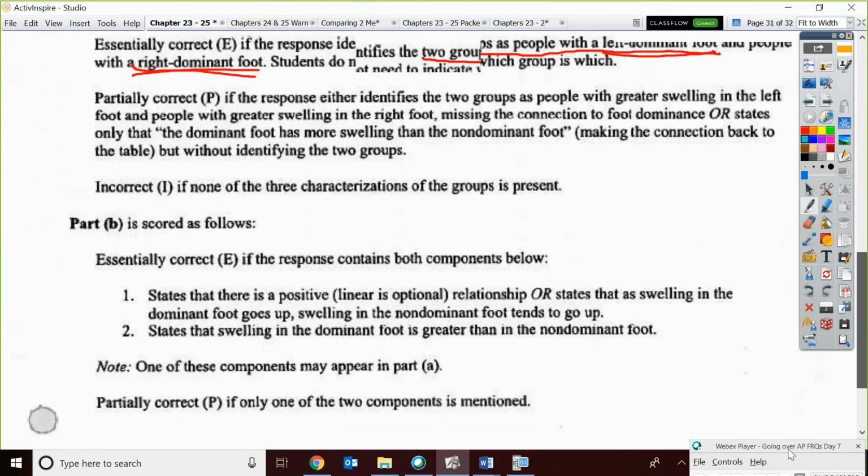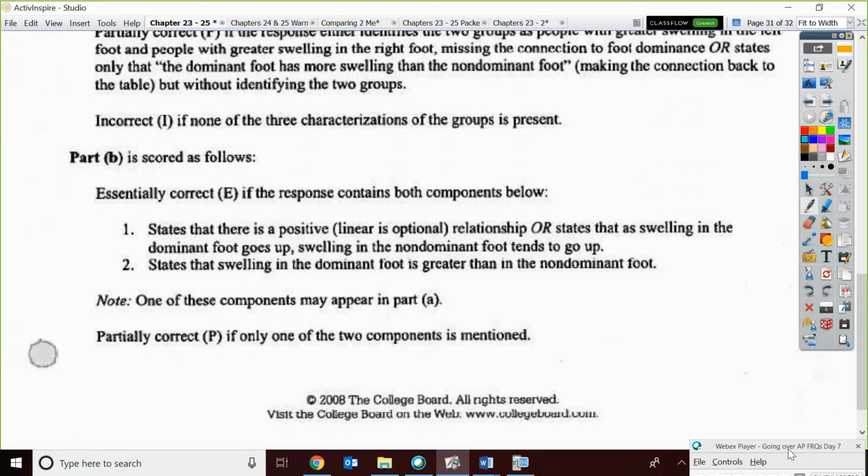Okay, here we go. All right, essentially correct if the response contains both of these components. You had to say something like positive linear relationship, or state that as the dominant foot swelling goes up, the swelling in the non-dominant foot goes up. Okay? Yay. I probably would have done that there. And the second, the swelling in the dominant foot is greater than that in the non-dominant. Okay? So that's the trend that I see. All right, so there's that.